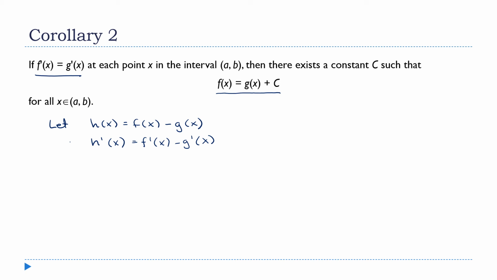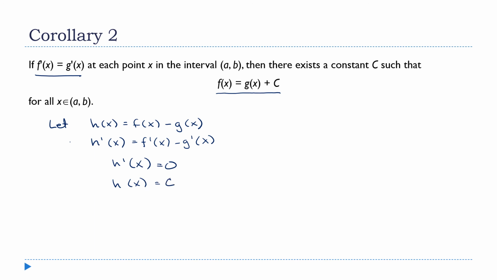But I know that f prime and g prime are equal. Well, if f prime and g prime are equal, then their difference has to be 0. And that means h prime of x equals 0. Okay, but now flash back to that last corollary we talked about. The last corollary said if the derivative of a function is 0, then the function is equal to a constant. Right? So because h prime of x is 0, h of x equals a constant.